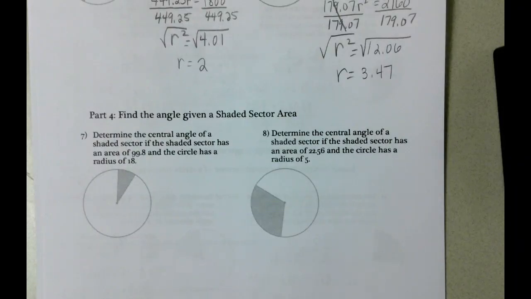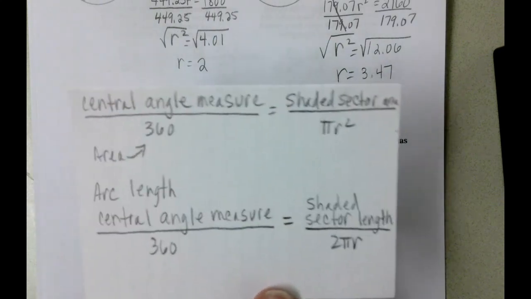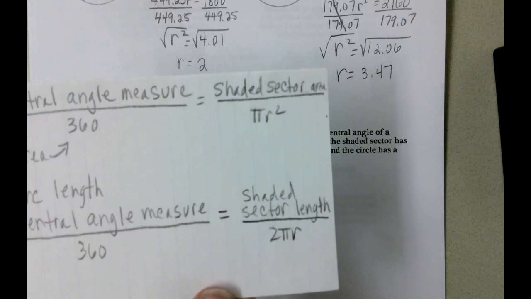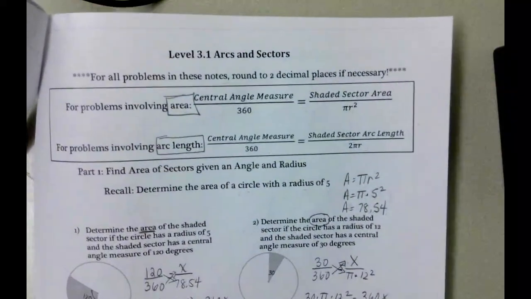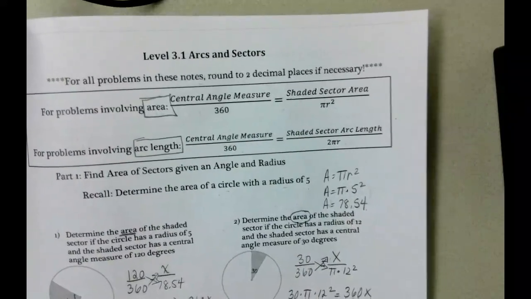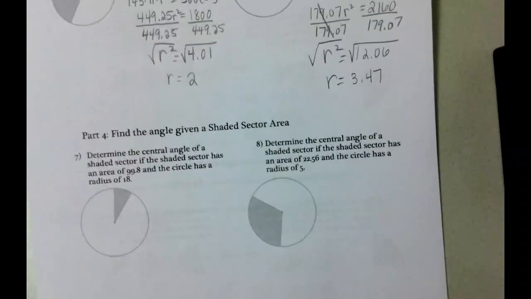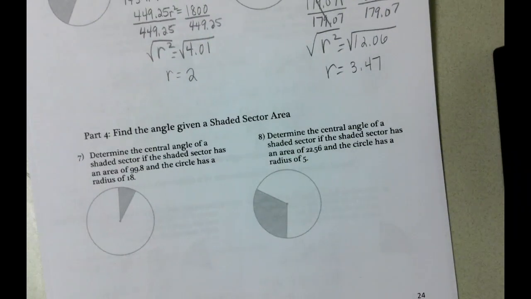Part 4, find the angle given a shaded sector area. Depending on which videos you've watched, I've made a note card of the formulas, which are on page 22 or 23. Just the formulas here at the top of the page that we're using to help us solve for the various missing parts.